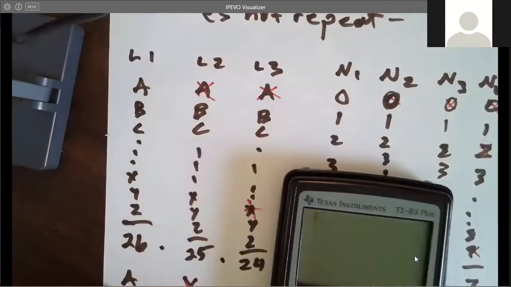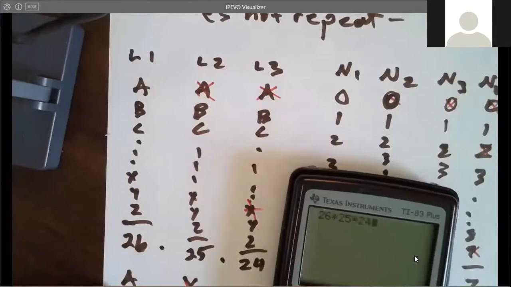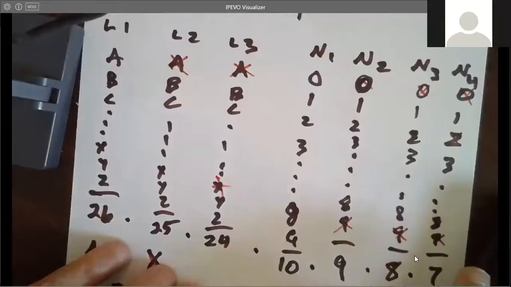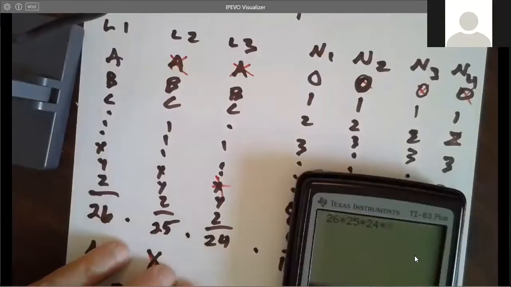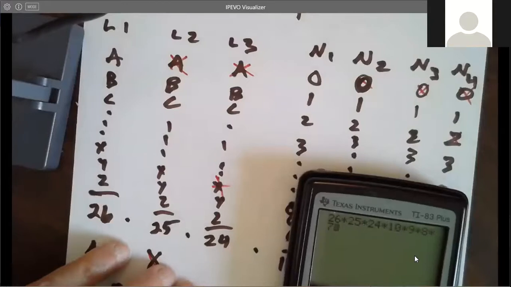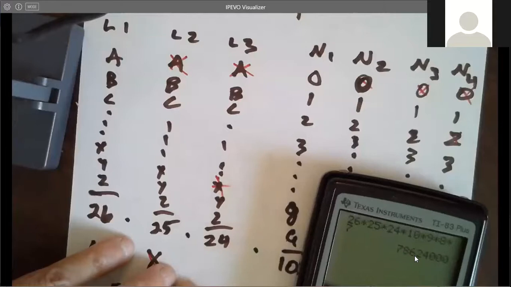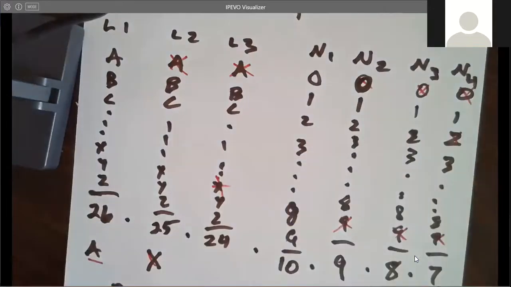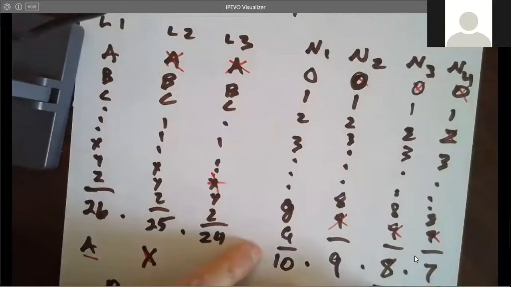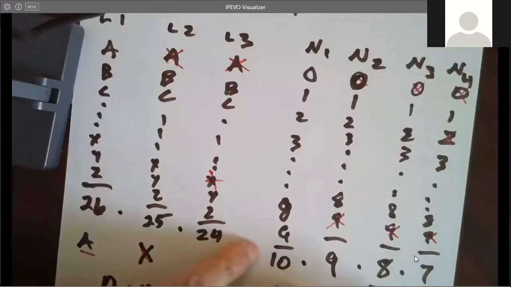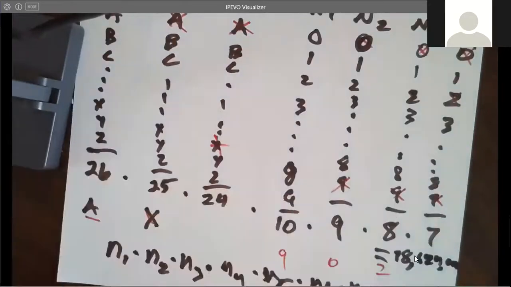So we said that was 26 times 25 times 24 times 10 times 9 times 8 times 7. And we calculate that out, and that's 78,624,000. So that's 78,624,000. And that's our answer.